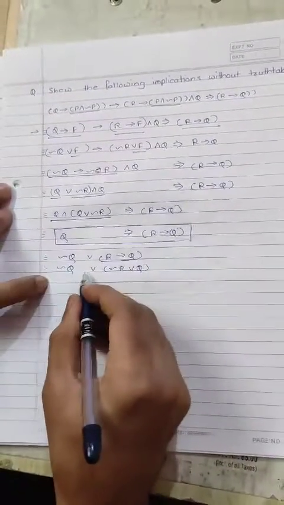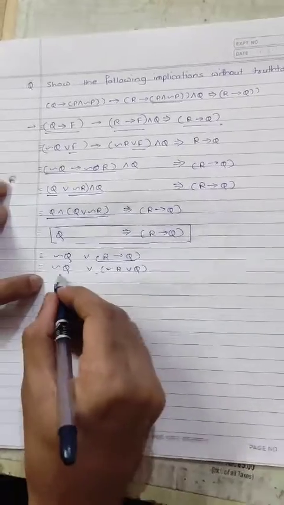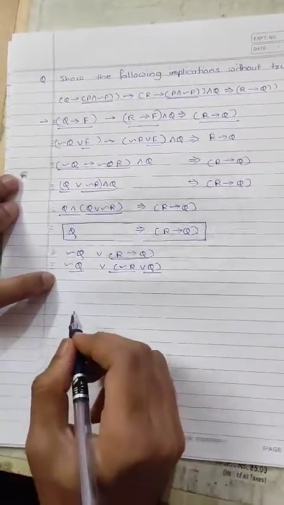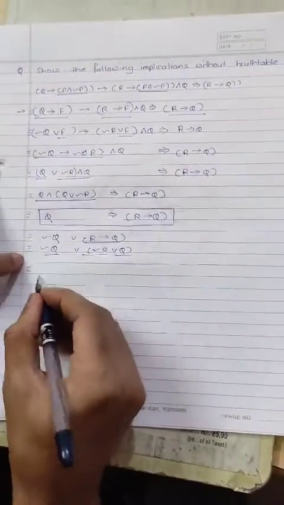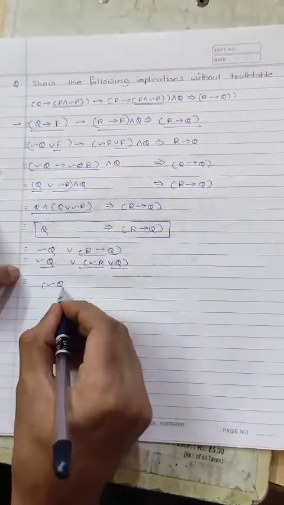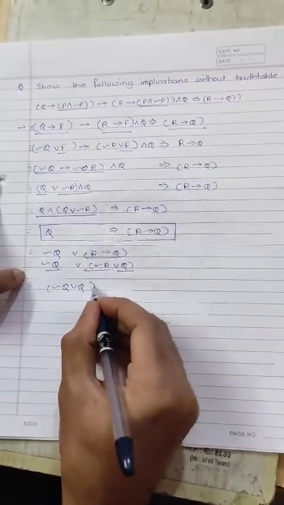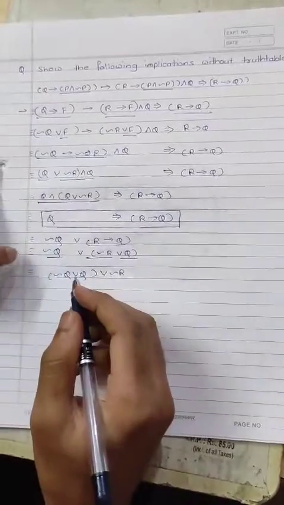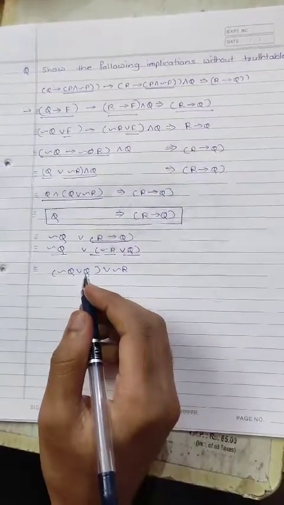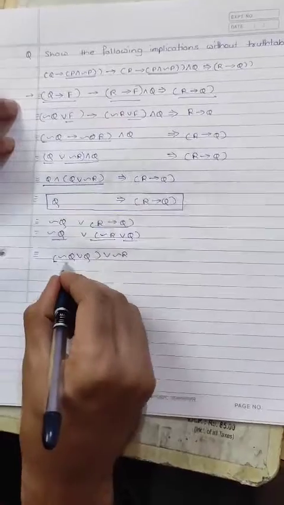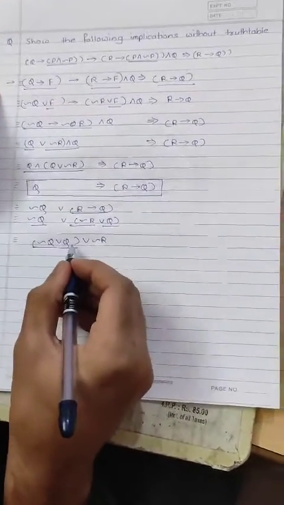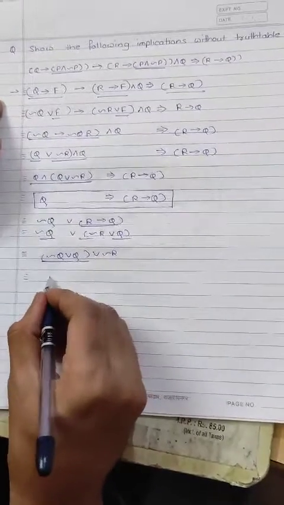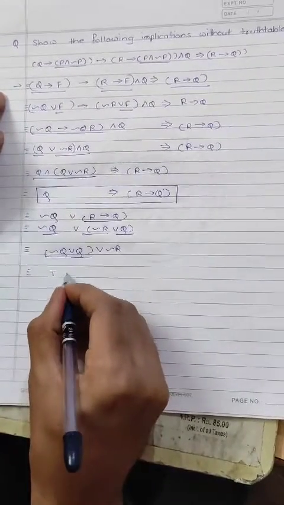Again we can use the associative law here. We will associate these two values and take this value out of the bracket. Now what will we get? Negation Q or Q or negation R. Now here we can see negation Q or Q is given. We can simplify it as true. Yes, the value will be true.